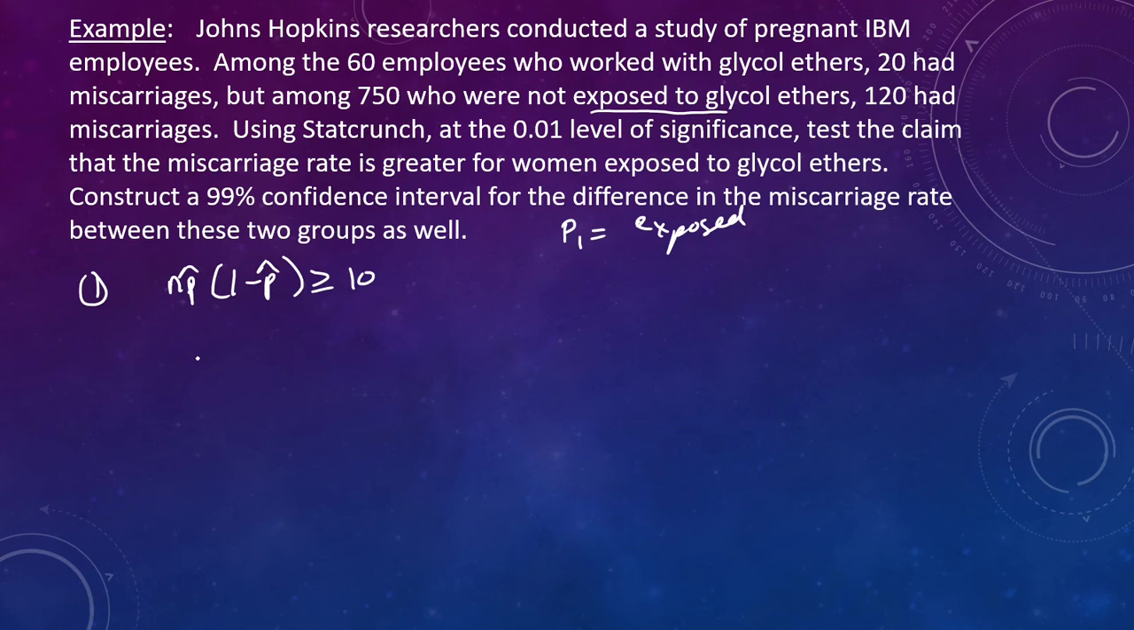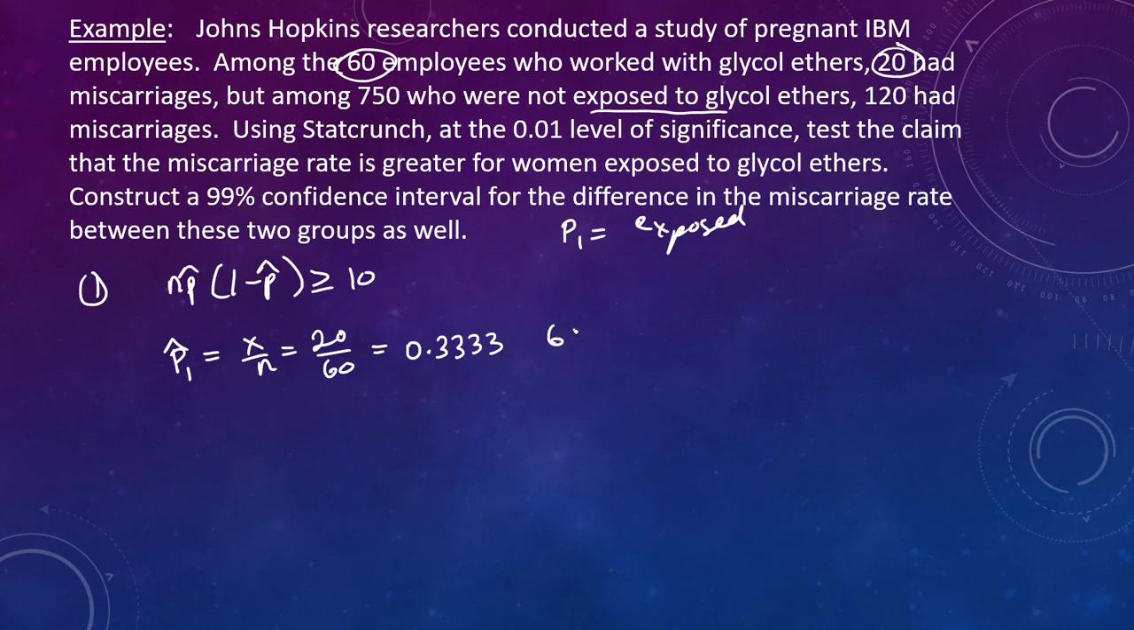So we'll check the condition for the first group. p1 hat is equal to x over n, and in the first group we have 20 out of 60, so it is 20 over 60, and that reduces to 0.3333.